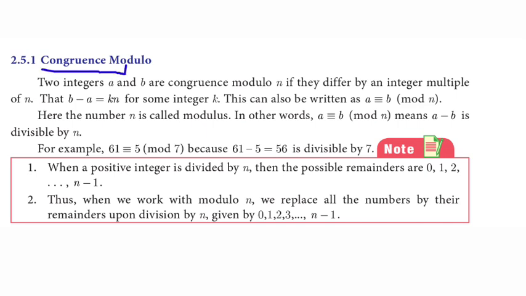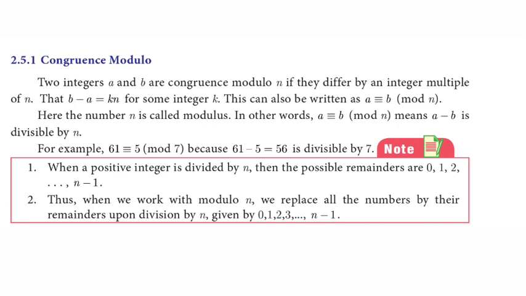Congruence modulo. Two integers a and b are congruent modulo n if they differ by an integer multiple of n, that is, b minus a equal to kn for some integer k. This can also be written as a congruent b mod n. Here the number n is called modulus. In other words, a congruent b mod n means a minus b is divisible by n.